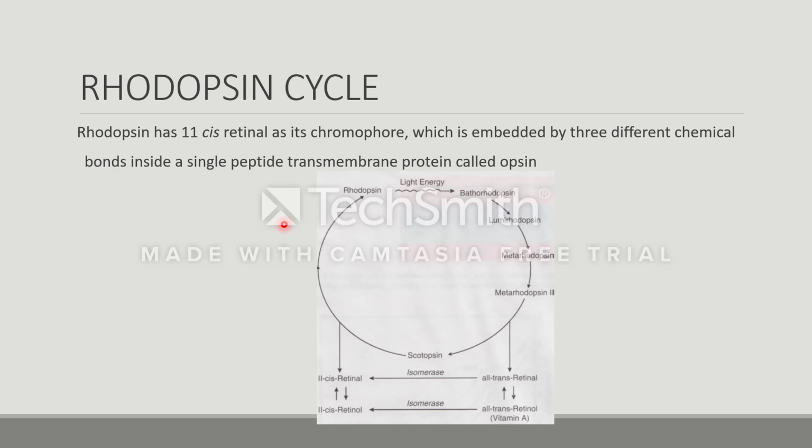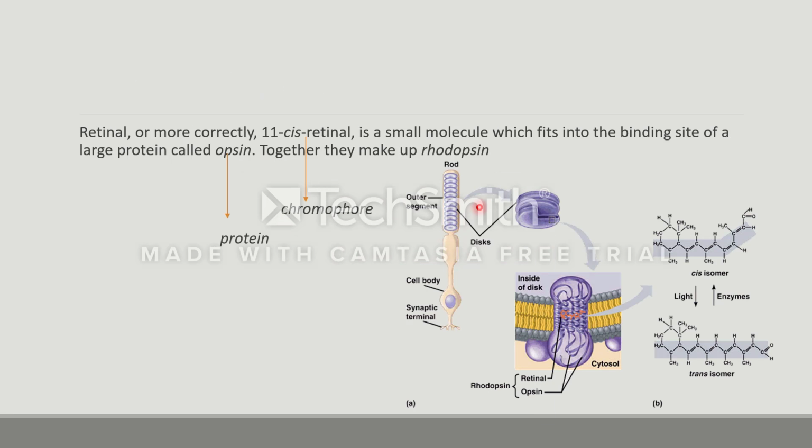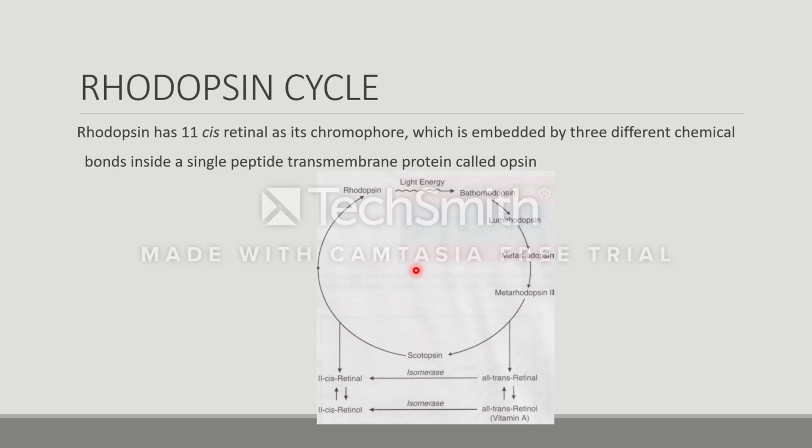And now coming on to the rhodopsin cycle. What exactly is rhodopsin? It is a visual pigment in the outer segment of the rods, and it is responsible for scotopic vision or the ability to see in the dark. Rhodopsin has 11-cis retinal as its chromophore, which is embedded by 3 different chemical bonds into a single peptide transmembrane protein, which is called opsin.